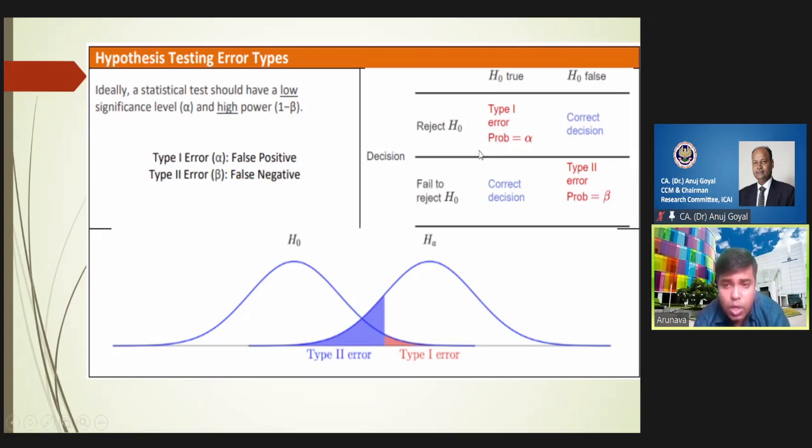We try to minimize these errors by selecting the different significance level and the power of the test. The power of the test is 1 minus beta and the significance level is alpha. So ideally a statistical test that we are doing, a hypothesis test for research, should have a low significance level and a high power. Then it will give us a very good decision, right?